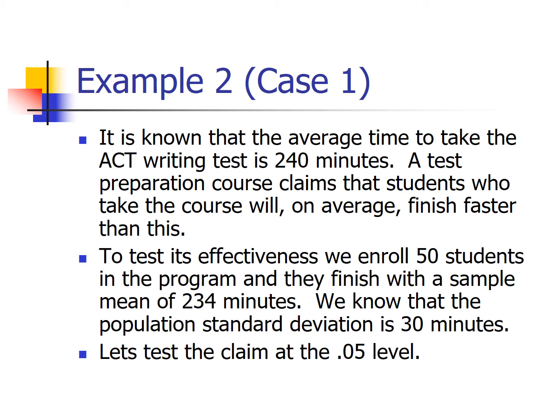To do our hypothesis test, we need to know what the population standard deviation is. So let's say that it's 30 minutes. And then let's go ahead and use this information to test the claim at the 0.05 level, using an alpha of 0.05, an alpha of 5%.